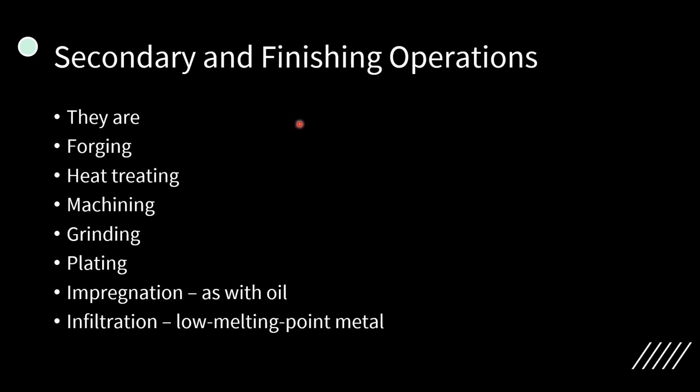Secondary and finishing operations include forging. You can do heat treating, machining, grinding, plating, impregnation, which is done with oil, and also infiltration with a low melting point metal. Okay, so these are all the operations that we do in secondary and finishing.